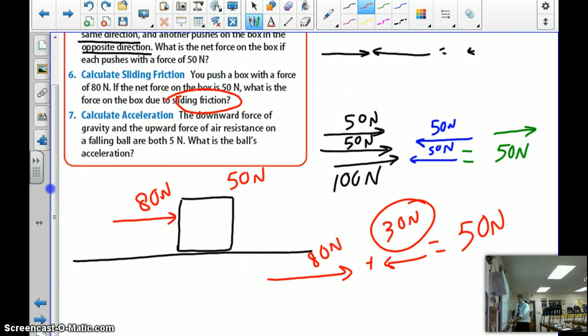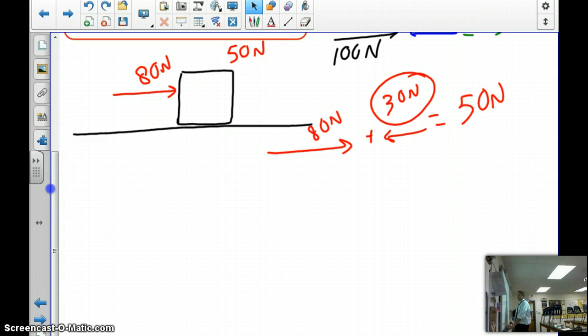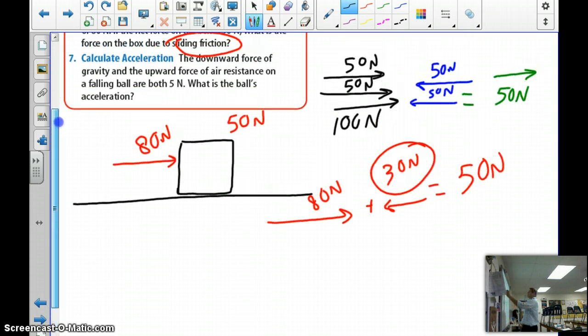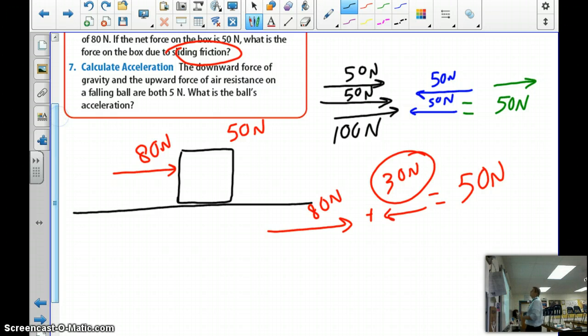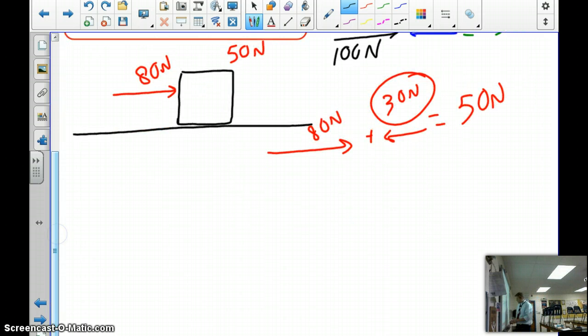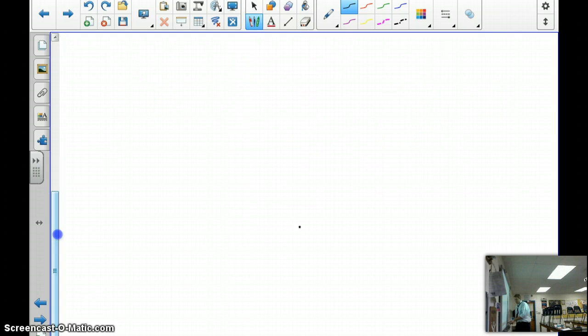And the final problem of this set was number 7. Calculate the acceleration. The downward force of gravity and the upward force of air resistance on a falling ball are both 5 newtons. What is the ball's acceleration? I hope this sounds familiar to you with all our talk about skydiving and terminal velocity.